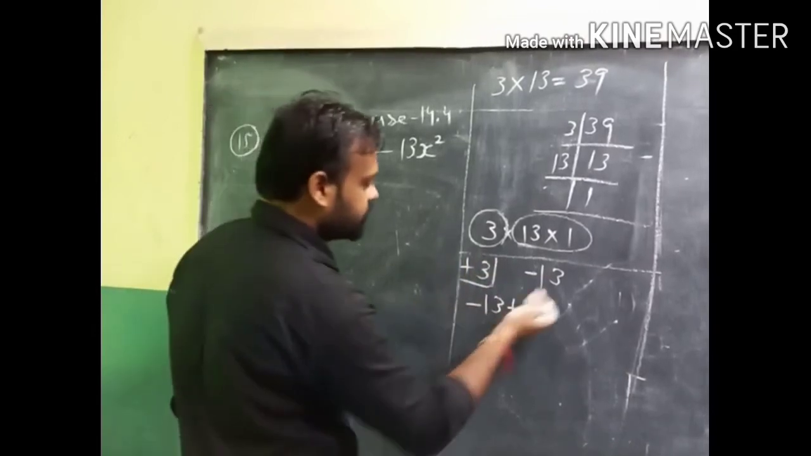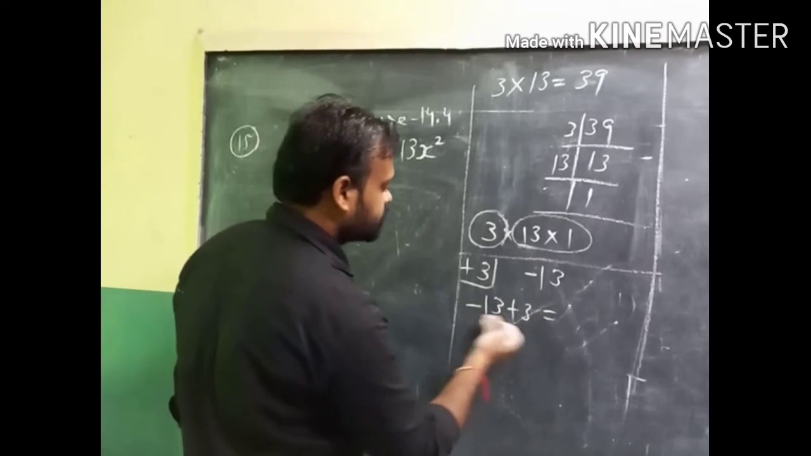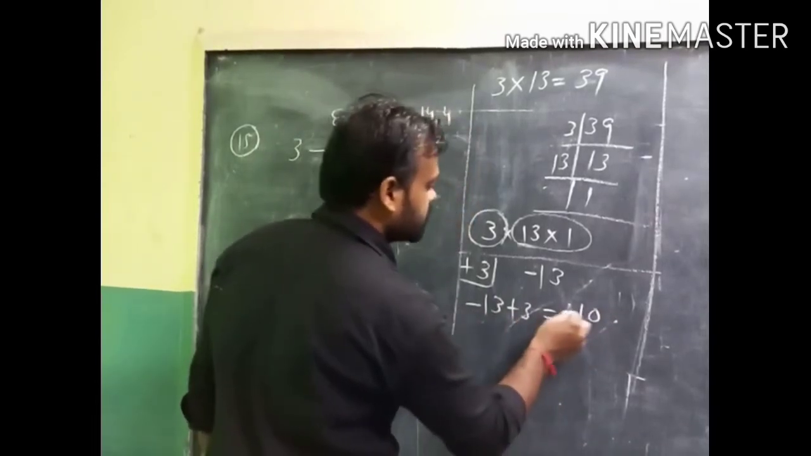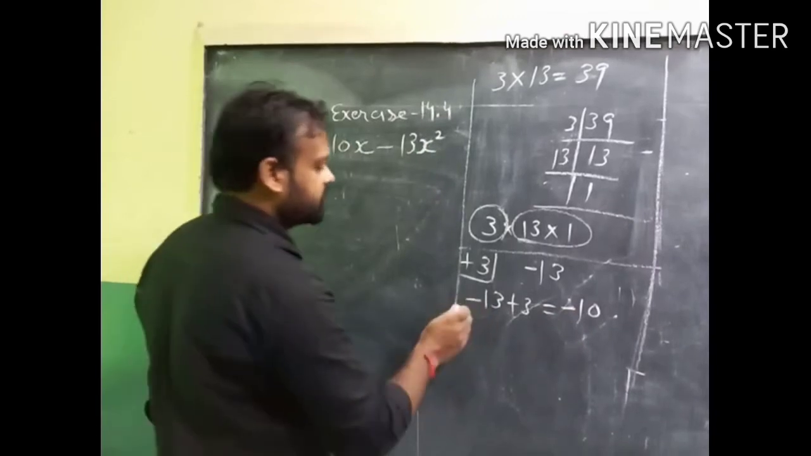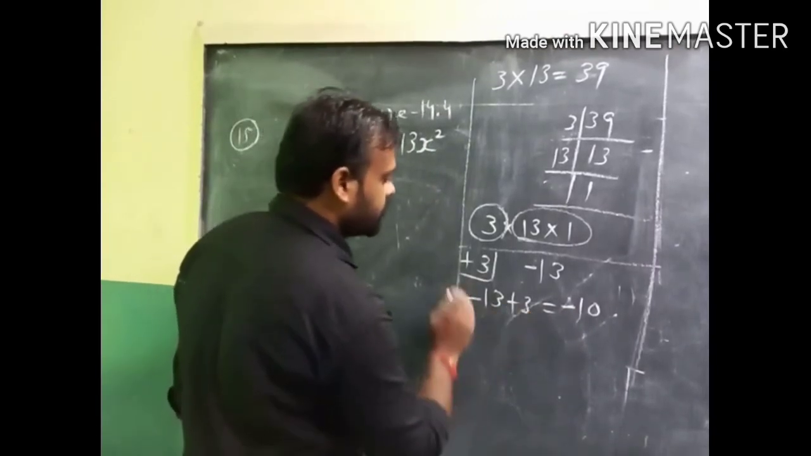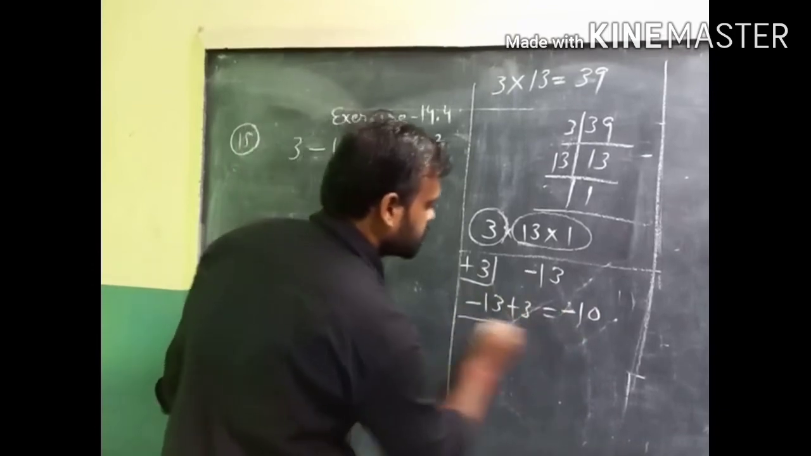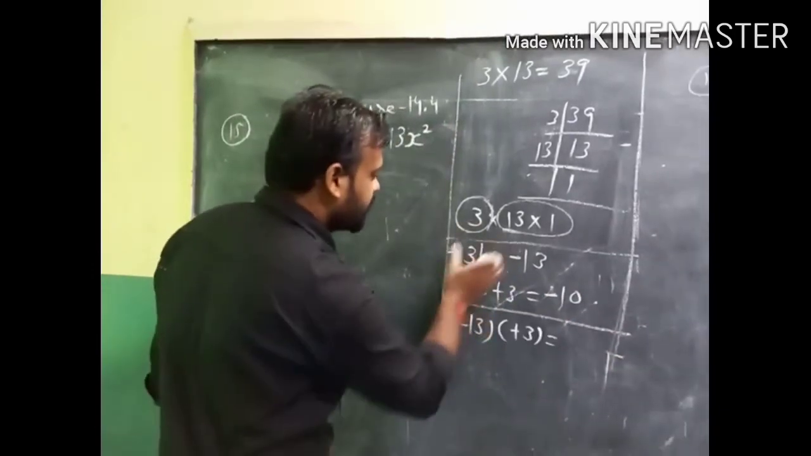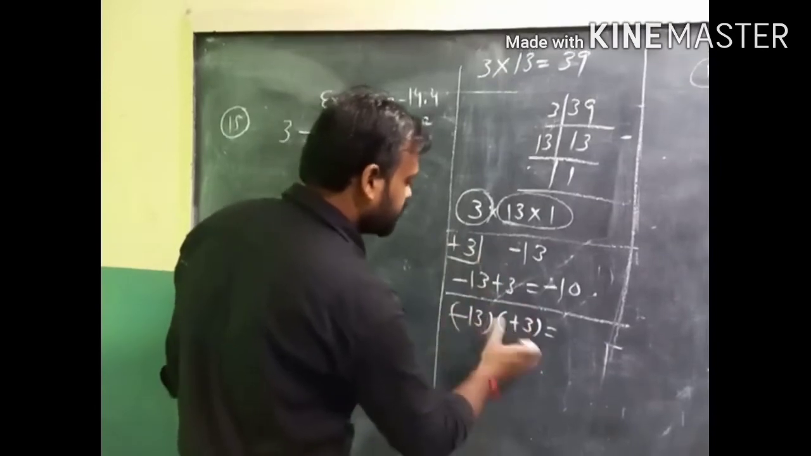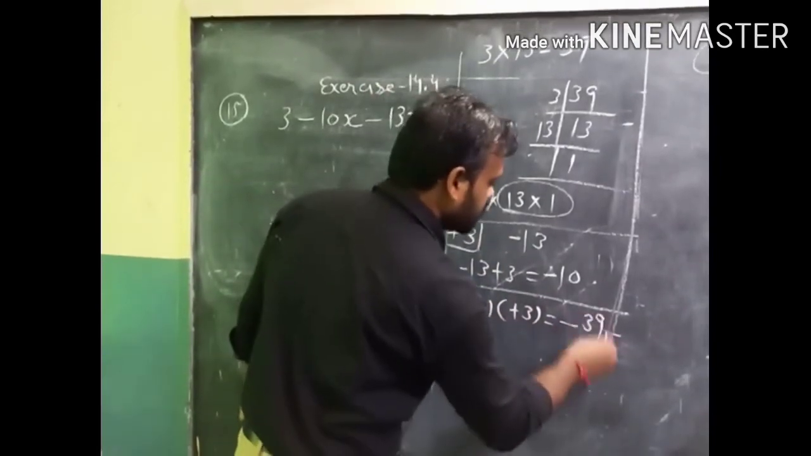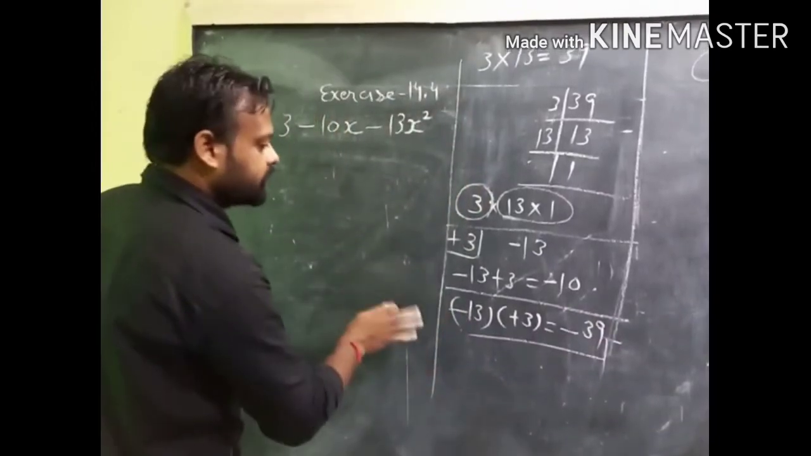How? You can take this one also, minus 13 plus 3, minus plus is minus, 13 minus 3 is 10, and of course it has a minus sign. Why? Because 13 is the larger term and 3 is the smaller term. So the subtraction of these two terms is equal to minus 10. And of course for this minus 13 and plus 3, the multiplication of these two terms, plus minus is minus, 13 times 3 is 39. So like this way we can find out these values.